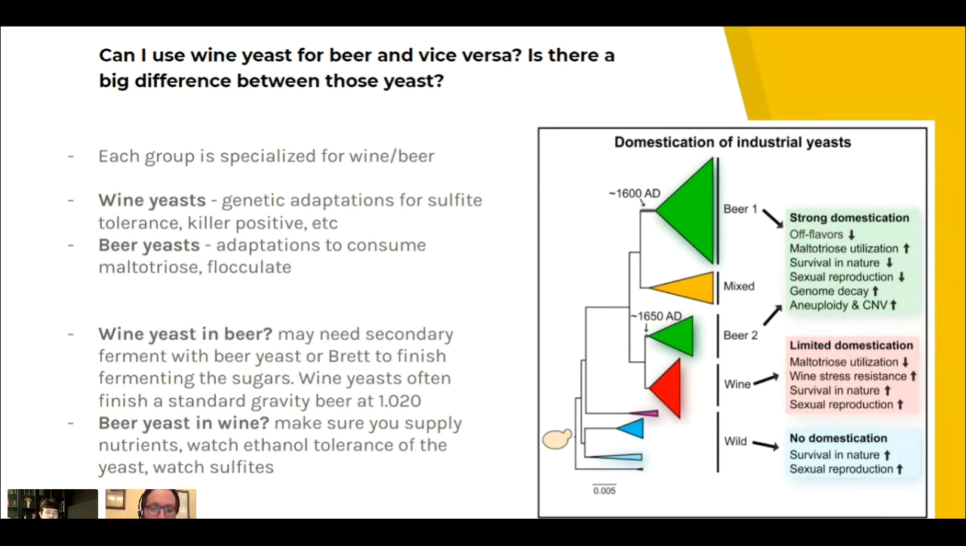You can get really interesting flavors because some of these wine yeasts are really, really aromatic. They can do a lot of cool things. That being said, a lot of them don't ferment the malt sugars. So you may need to finish that with a beer yeast or Brett or something else that can consume the complex sugars, because wine yeast will often finish a standard gravity beer at around 1020. It'll be pretty high final gravity and pretty sweet if you're only using the wine yeast. So it's really helpful to co-pitch or sequentially pitch with something else. The other question, go ahead.